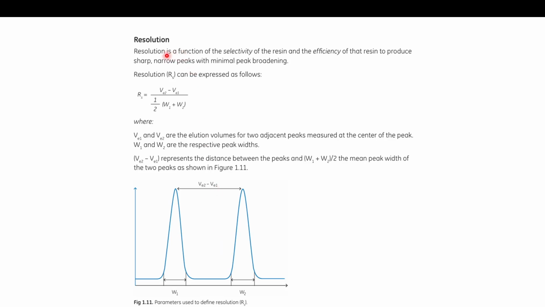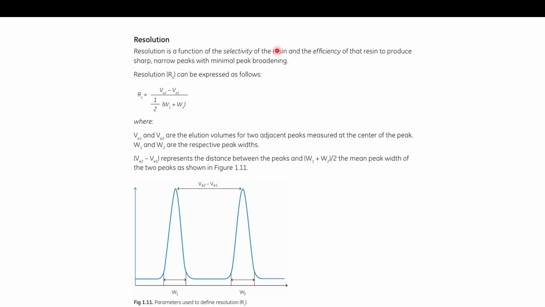Now, there's this thing called resolution in chromatography techniques. In general, resolution is how well two peaks are separated, or two solutes can be separated, by a chromatographic matrix or column. Resolution is a function of the selectivity of the resin. Resin is the matrix that has been packed into the column, and the efficiency of that resin to produce sharp, narrow peaks with minimal peak broadening.